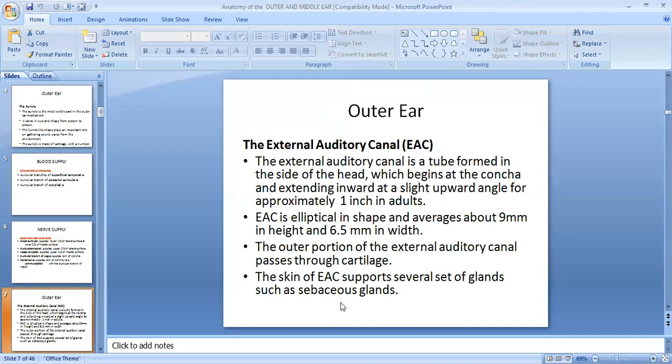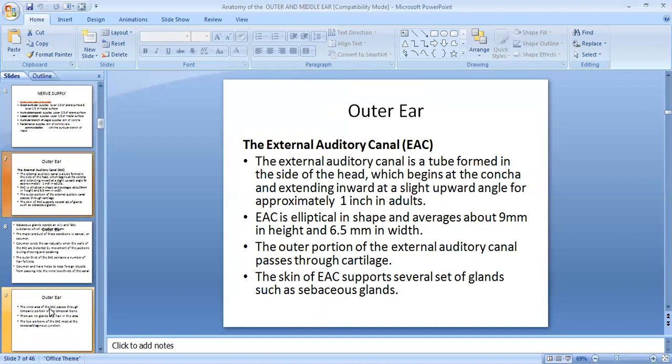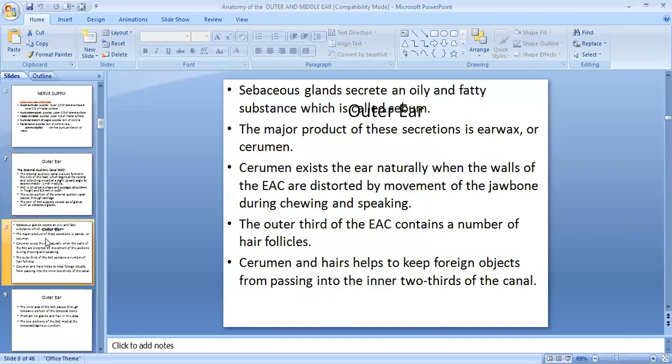The skin of EAC supports several sets of glands such as sebaceous glands. Sebaceous glands secrete oily secretion and fatty substances. The major product of these secretions is earwax or cerumen. So these glands basically produce oily secretion and they trap any foreign particle that enters into the ear. The cerumen exits the ear naturally when the walls of the EAC are distorted by the movement of the jawbone during chewing and speaking. The outer third of external auditory canal contains a number of hair follicles.